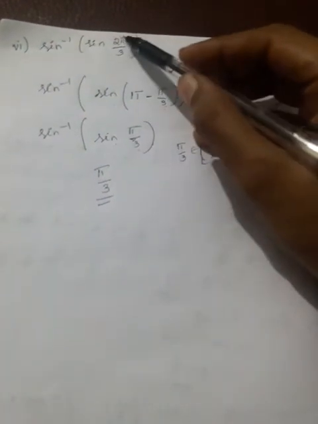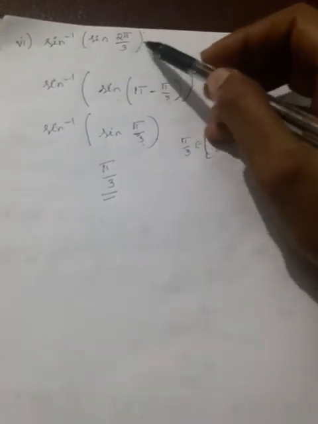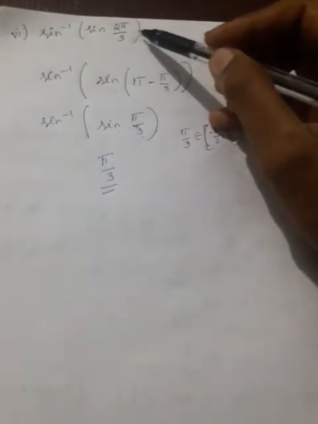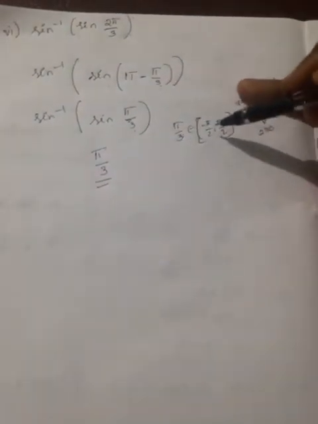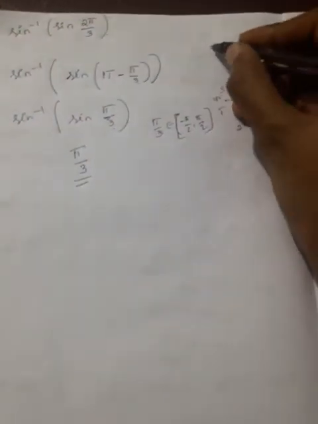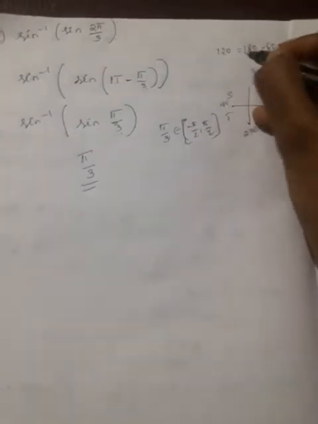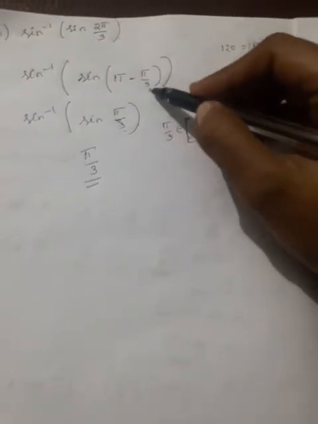Here 2 pi by 3 is equal to 120, correct? If you convert this radian into degree, it is 120 degree. It does not belong to the interval minus 90 to plus 90. Therefore, we have to convert this into some theta which belongs to minus 90 to plus 90. 120 can be written as 180 minus 60, that is, pi minus pi by 3.